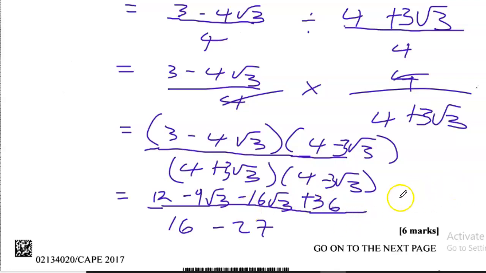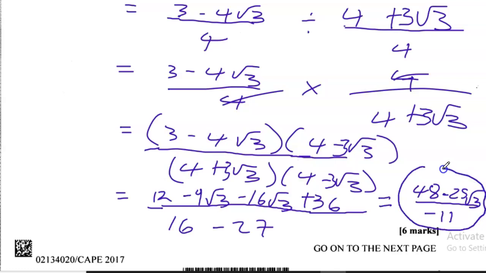So the solution ends up becoming, well, negative 11 in the denominator, and numerator 12 and 36, that's 48. And minus 9 minus 16, that's what? Minus 25 times root 3. So this will be your solution. 48 minus 25 root 3 upon negative 11.